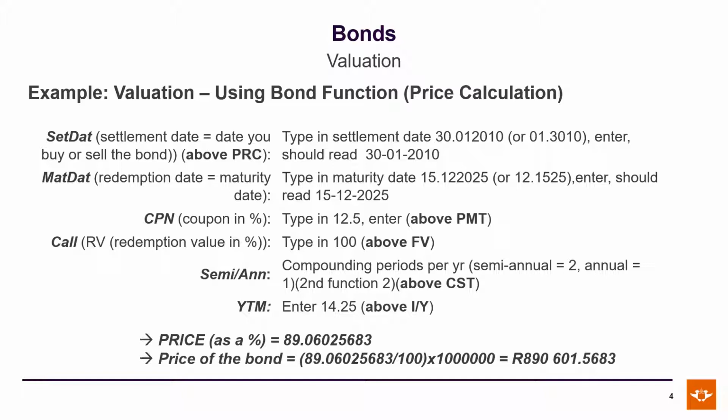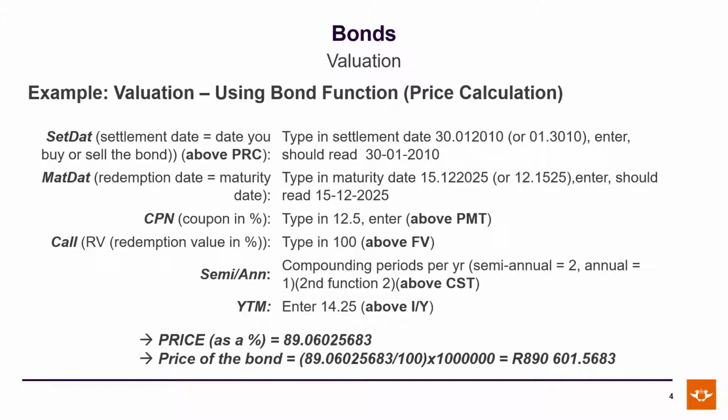And remember, each time you need to access the blue writing, you've got to press the blue arrow. Your redemption value actually will be input as a percentage in the call button. Because it's being redeemed for par, you will enter 100 in the call button above the FV. Again, blue arrow. You would have to select now whether the payments are annual or semi-annual, and the annual semi-annual button is above CSD, again in blue writing. So you click on that until you see the word semi in your calculator.